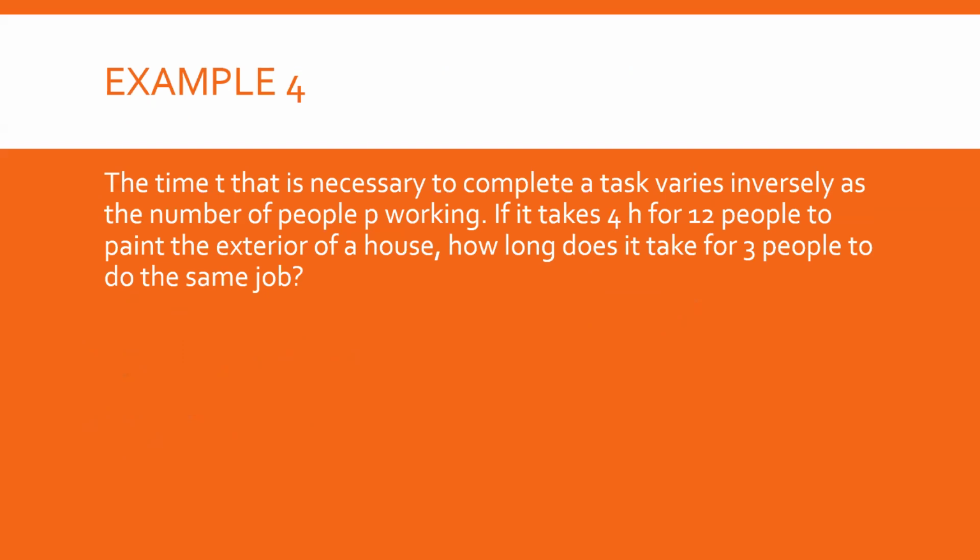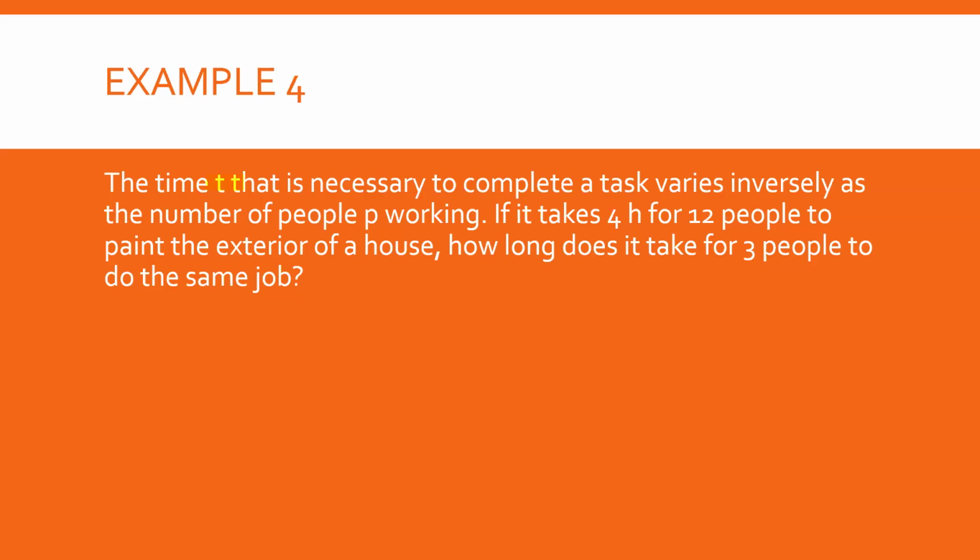So example 4, it says the time t that is necessary to complete a task varies inversely as the number of people p working. If it takes 4 hours for 12 people to paint the exterior of a house, how long does it take for 3 people to do the same job? Okay. So highlighting important things here.